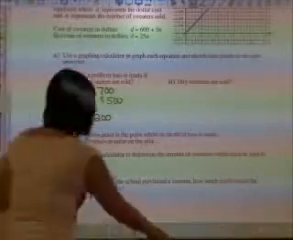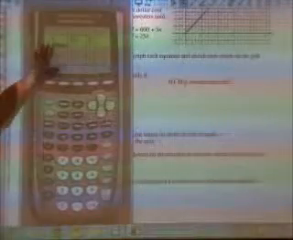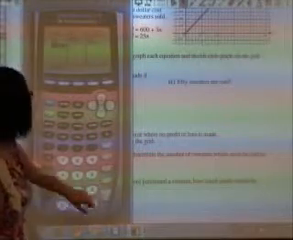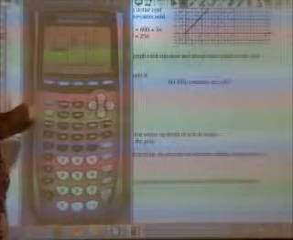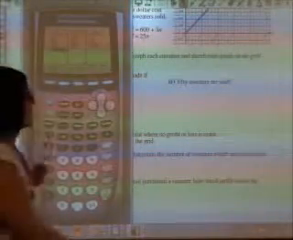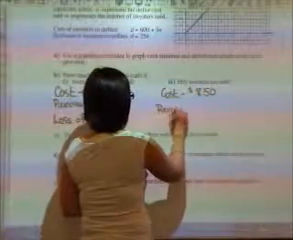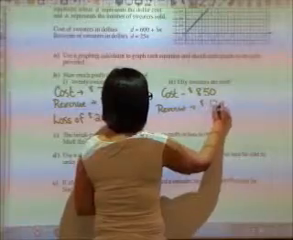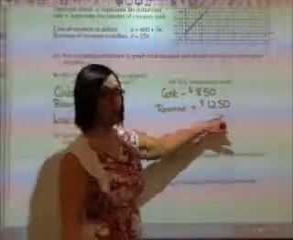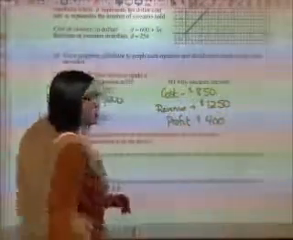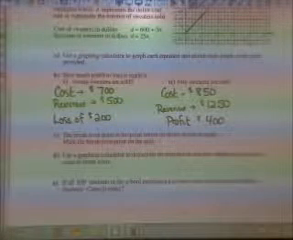And now if I do the same thing for 50, and again I've got my table set where I put it on ask instead of auto. So if I type in 50, I get $850 for the cost and $1,250 for the revenue. So cost is $850 and revenue is $1,250. So because I brought in more money, this time I have a profit, and it would be a profit of $400.